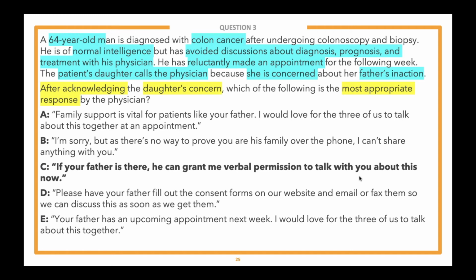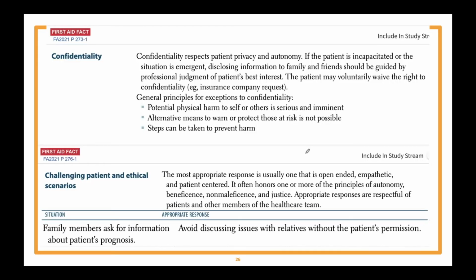So let's go ahead and take a look at the next slide. There are a couple of nice tables in First Aid that go over this. So one is confidentiality. Confidentiality respects the patient's privacy and autonomy. Now, there are certain situations where, if the patient is incapacitated or if it's emergent, you may have to disclose information to family or friends. The patient can voluntarily waive the right to confidentiality as well. And there are some other exceptions to confidentiality. So potential harm to self or others.